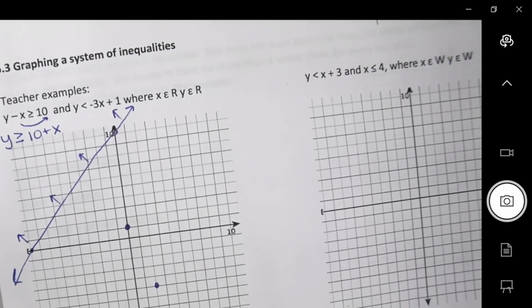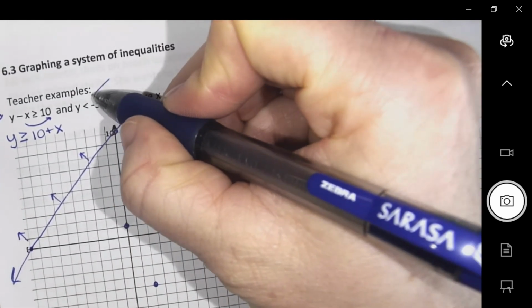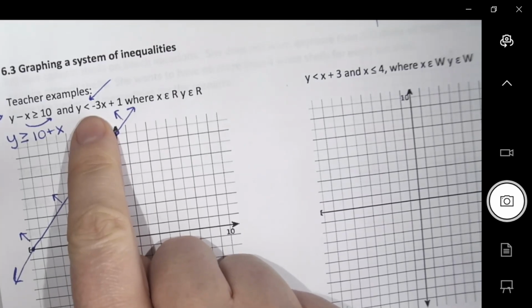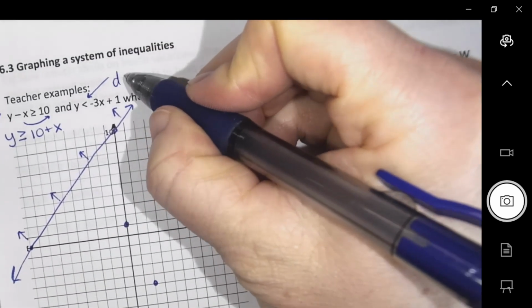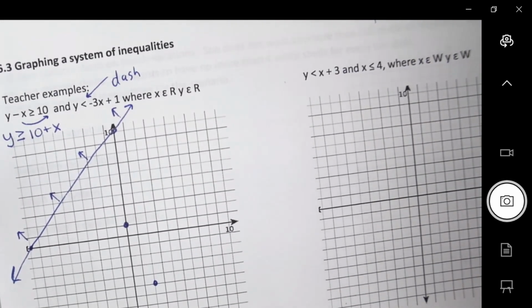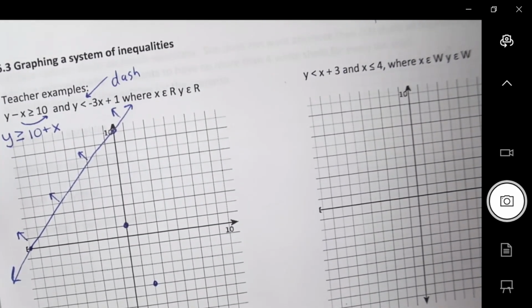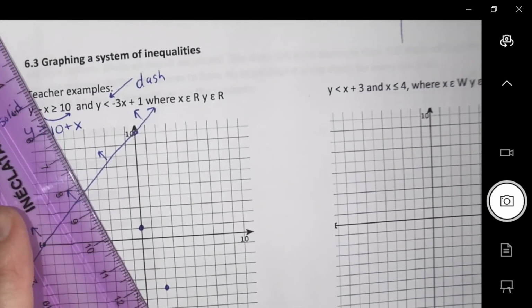What kind of line do you want to do here? You've got your dashed or your solid. Which one is this one? What does this symbol mean? Less. So dashed. You can't be on it. You're not allowed to be on the line. You can't be equal to the line. So dashed.